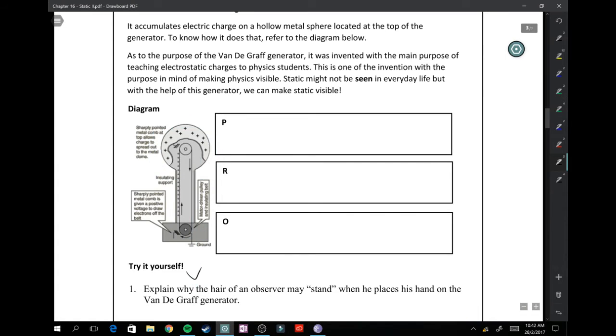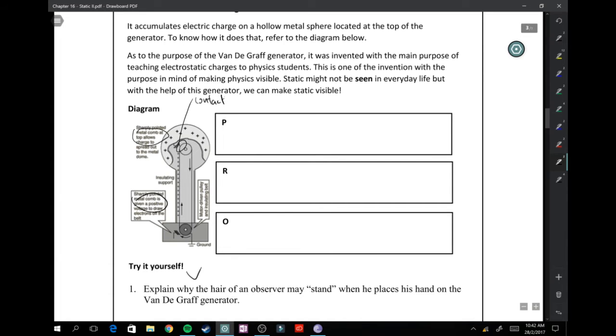The second thing that you want to know is that you see there's a metal comb here, and there's a metal comb here. Now the metal comb, is it in contact?